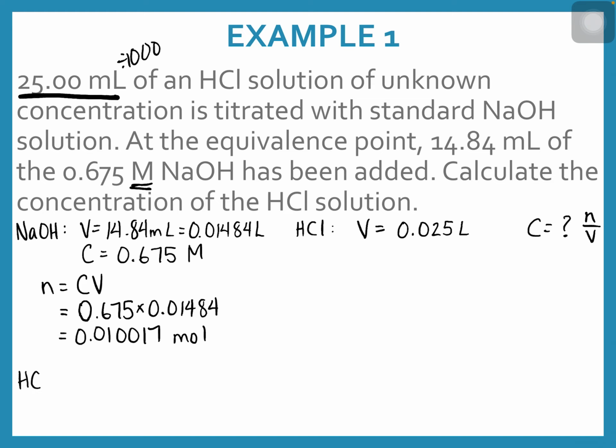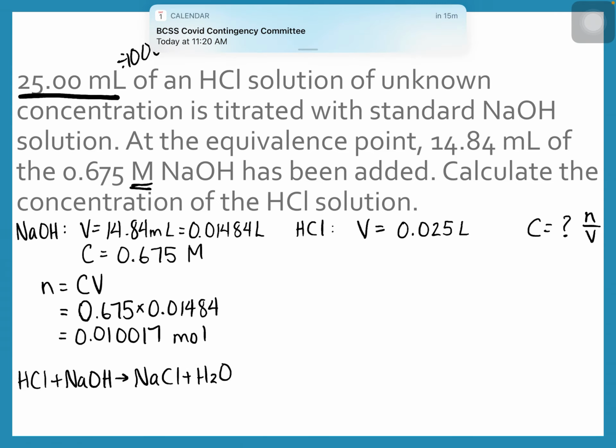So hydrochloric acid plus sodium hydroxide gives sodium chloride and water, and this is a balanced equation. So it's a 1-to-1 ratio. So if I use 1 mole of sodium hydroxide, I will need 1 mole of hydrochloric acid. So here, what this means is a 1-to-1 ratio.